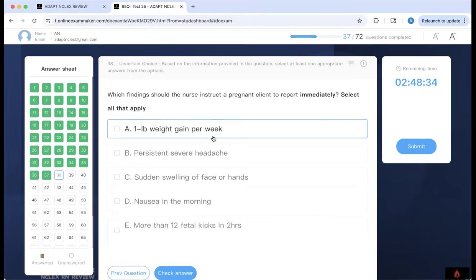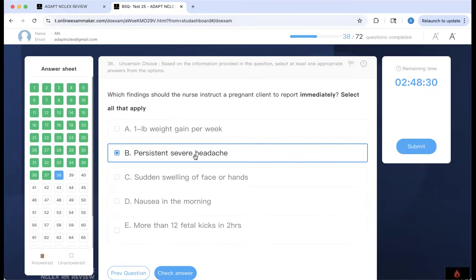One pound weight gain is okay. You don't need to call me. Persistent headache, I don't like it. You should call me. Preeclampsia. Sudden swelling of your face and hand, I need you to call me because that may be preeclampsia. Nausea in the morning may be expected. Twelve kicks, baby is doing great.